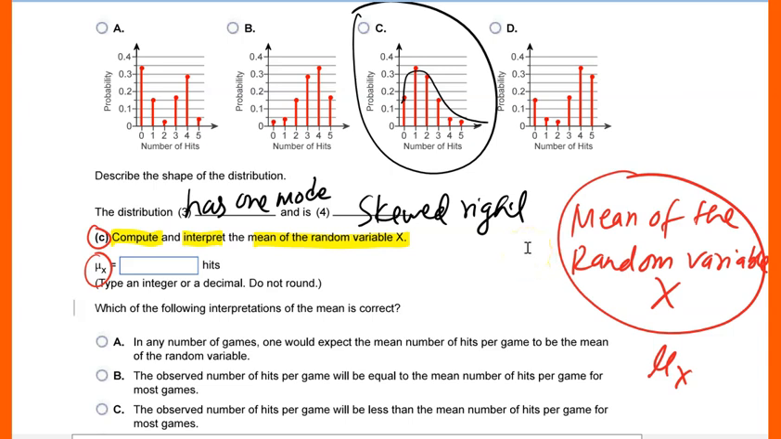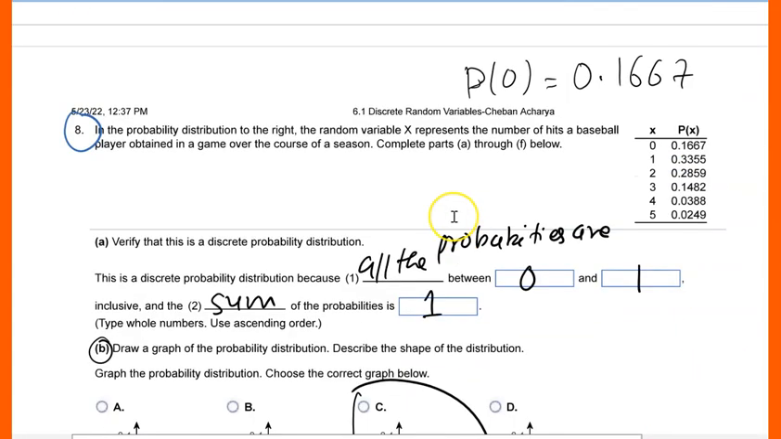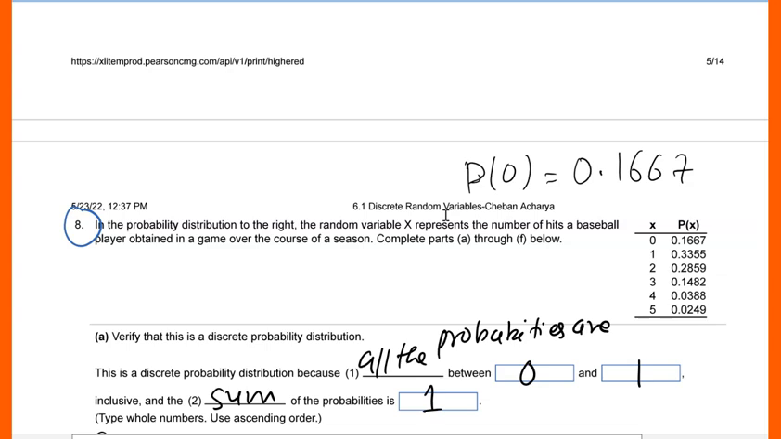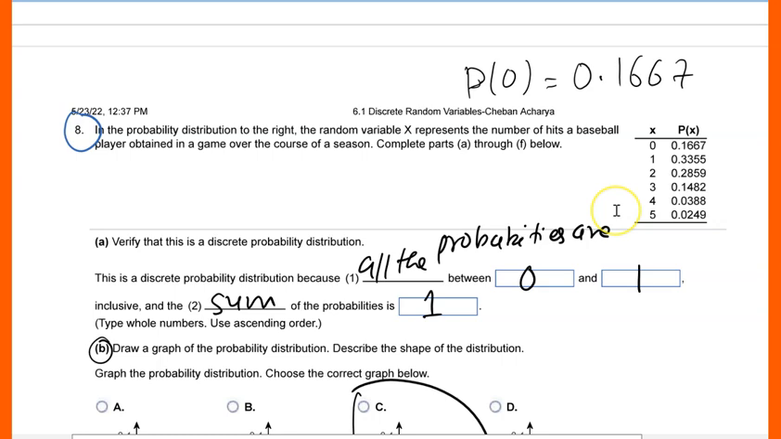There's two ways to do it. One way you can use a calculator. Another way you can use just the formula. I use a calculator, but I'll mention how you use a formula to find the mean. To find the mean of the discrete random variable, you multiply the probability and the random variable value.